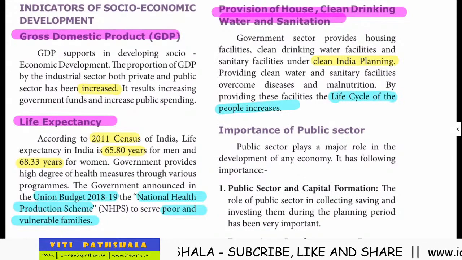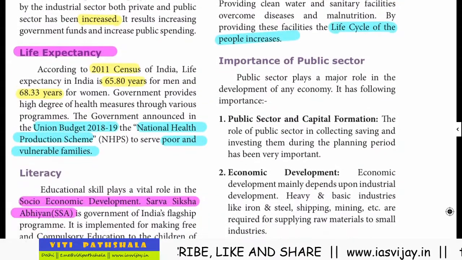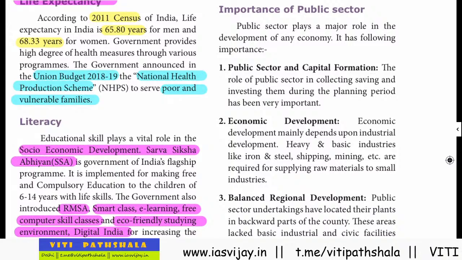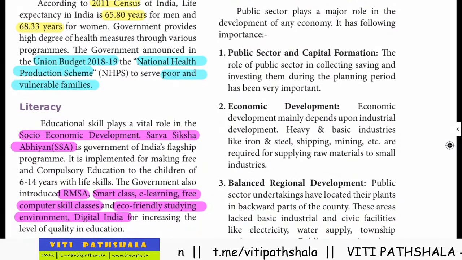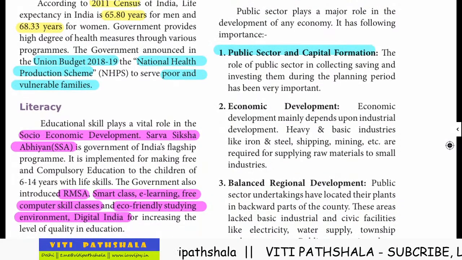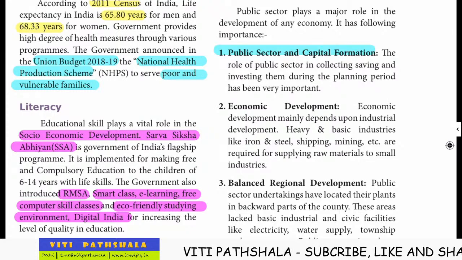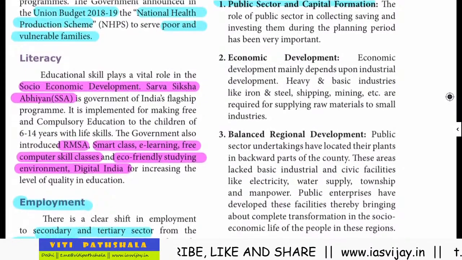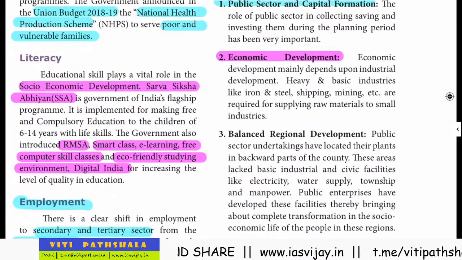Now, what is the importance of the public sector? Public sector plays a major role in the development of an economy. It has the following importance: public sector and capital formation. The role of the public sector in collecting, saving, and investing them during the planning period has been very important. Then next comes economic development.